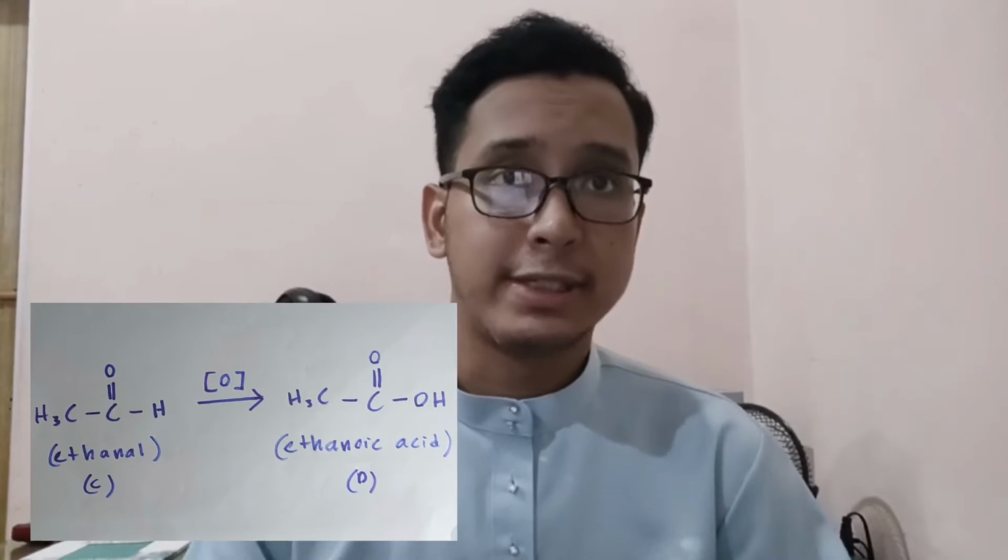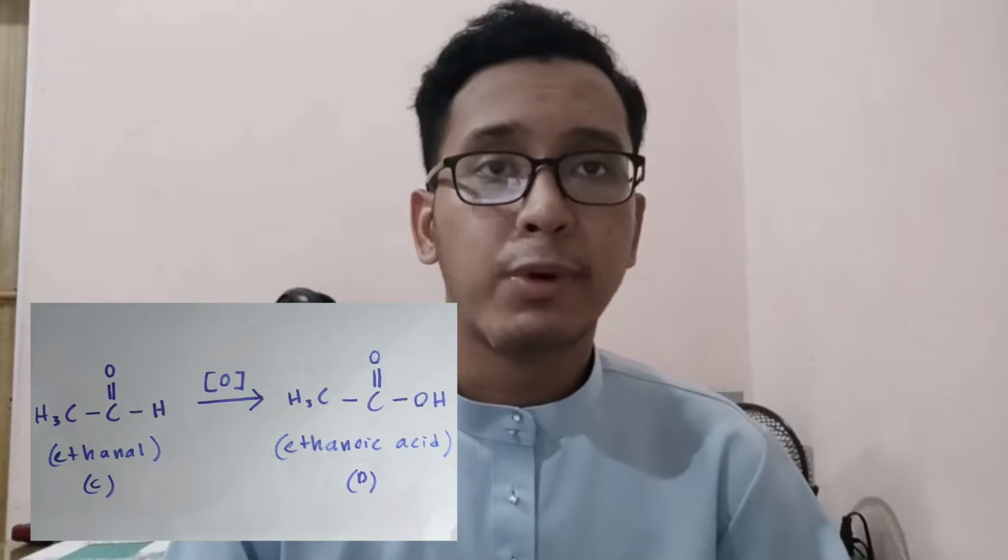Okay, so now for compound D. Compound D is ethanoic acid. Generally, oxidation of an aldehyde will produce a carboxylic acid. So in this case, of course, oxidation of ethanal will give the ethanoic acid, that is compound D.